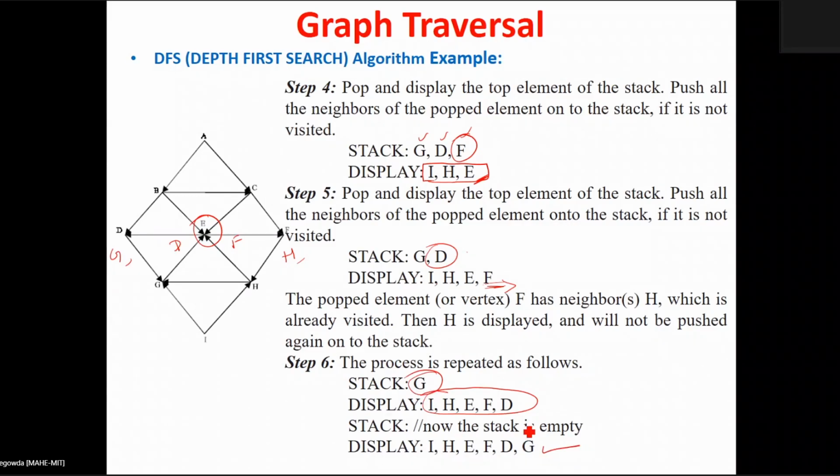Now the stack is empty. So this is how we visit the nodes by using the DFS, depth first search algorithm. This is the way we visit all the nodes in the given directed graph over there. So this completes the algorithm.